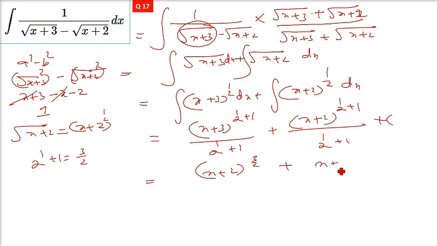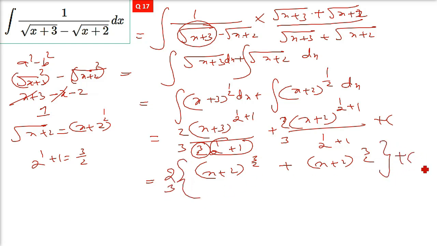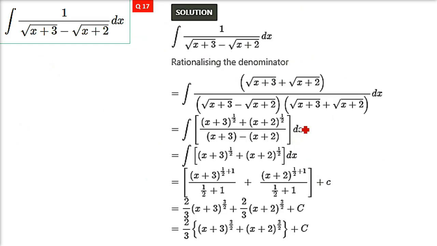This half plus 1 in the denominator, we will take it common, and this 3 by 2 goes up and will become 2 by 3. So 2 by 3 you can take common. Inside you will get (x plus 2) to the power 3 by 2 and (x plus 3) to the power 3 by 2. Please remember, this is what we have just done.